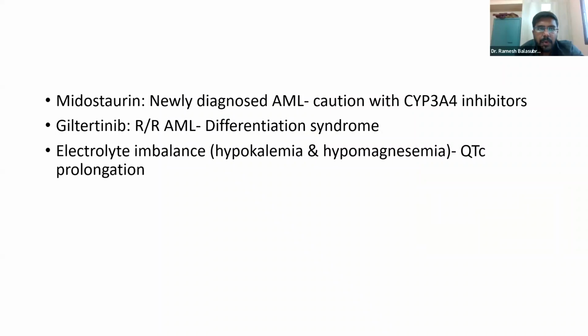Midostaurin is approved in newly diagnosed AML. The caution is, when you are using it with a CYP3A4 inhibitor, it can cause prolonged QT. And gilteritinib is used in relapsed refractory AML. It is approved. It can cause differentiation syndrome also. Electrolyte imbalance is a problem with this drug. It can cause hypokalemia, hypomagnesemia, so that leads to QT prolongation.